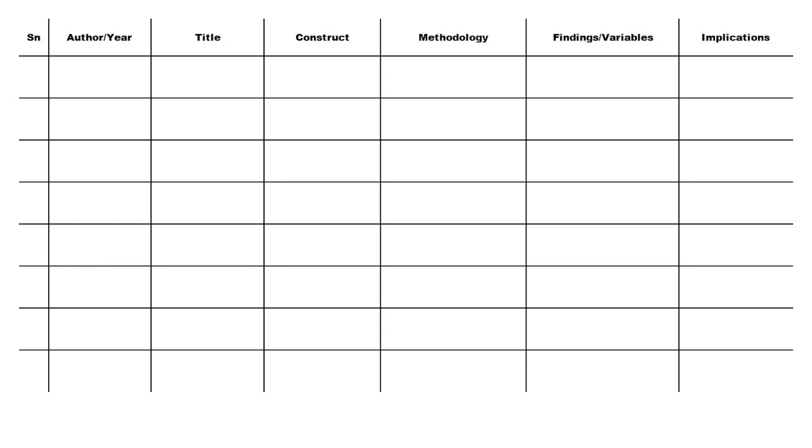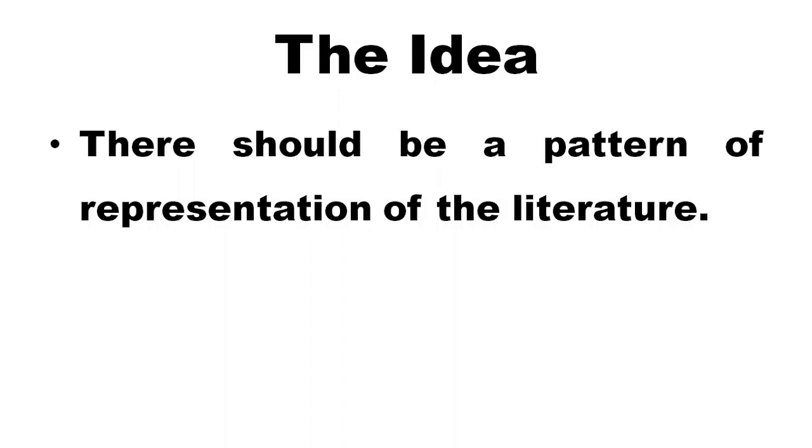Some institutions do not require the title of the study. They would require just the name of the journal, maybe, with the author and the year. You should also include the journal, or you may not require the construct at some point. You may not require methodology. So there will be only 3 to 4 columns: author, year, journal name, and findings and implications. This is how there are various ways of representing this literature review grid. The basic idea is there should be a pattern of representation of the literature.